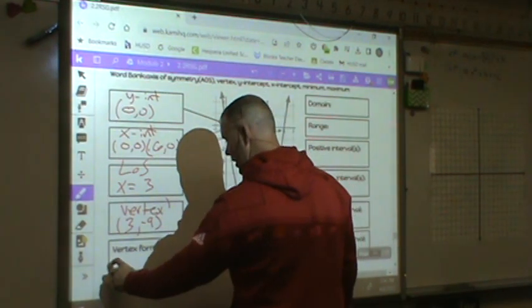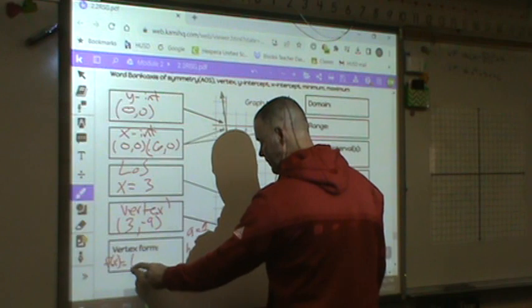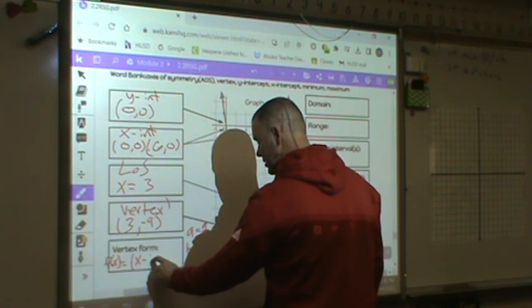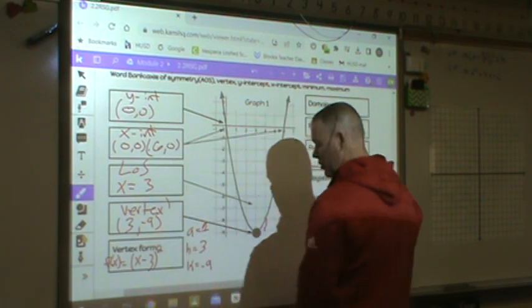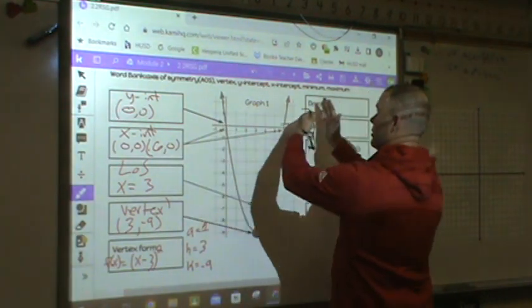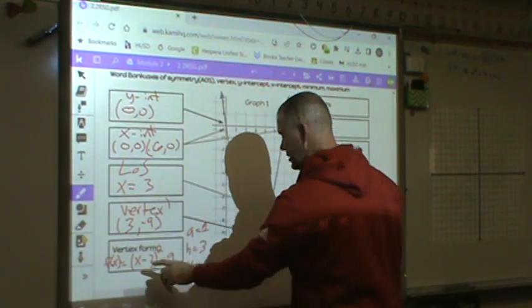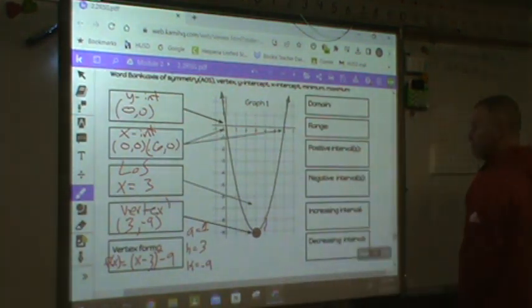So now I can write my equation, f of x equals 1, which we don't write, (x minus 3) squared. And you're going, wait a second, h is positive. You're absolutely right. But remember, when the graph shifts to the right, it's x minus. When it shifts to the left, it's x plus, and then -9. There's my equation for that.